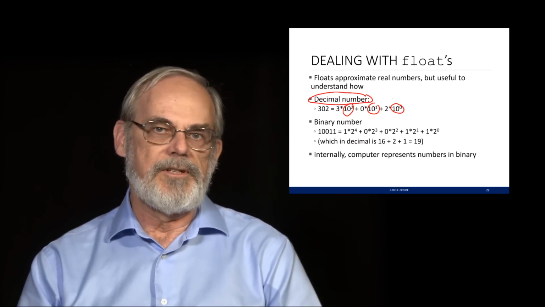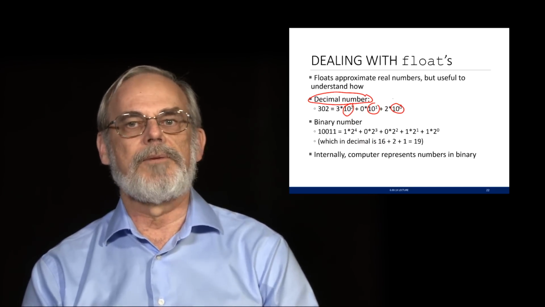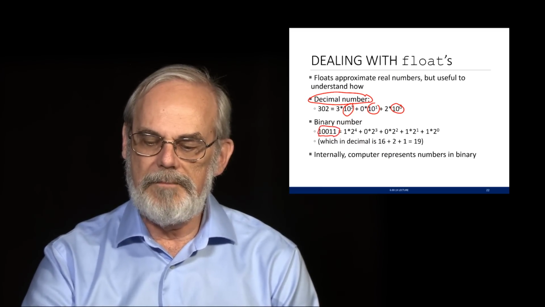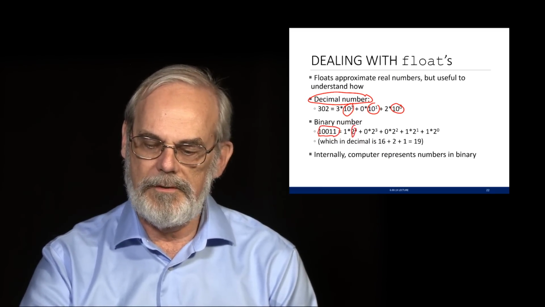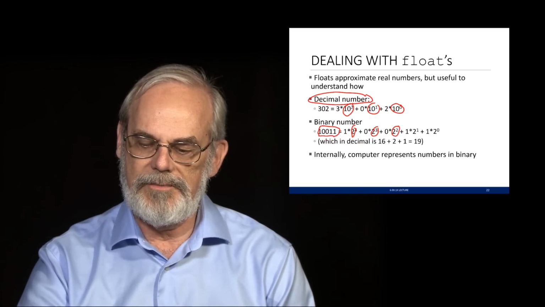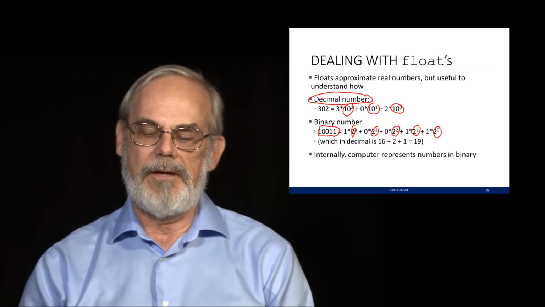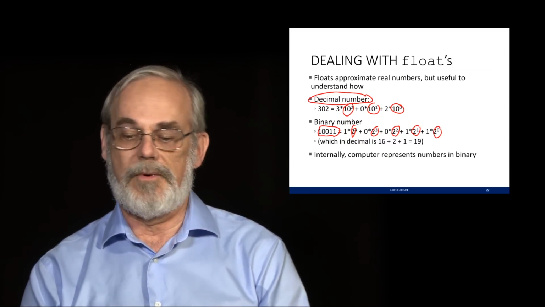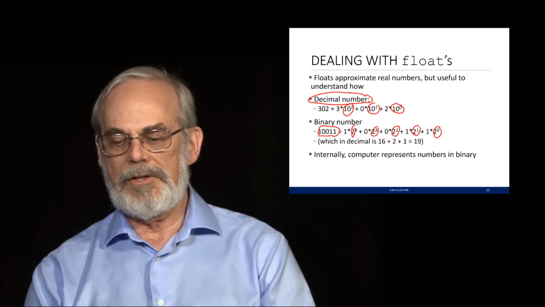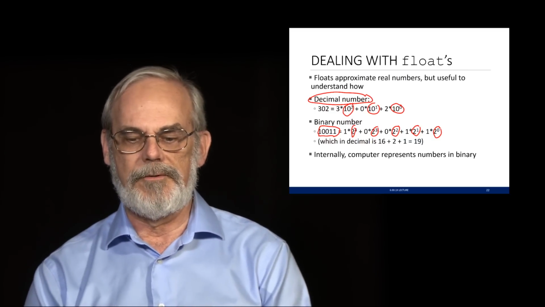Binary numbers, which is how the computer stores things, are actually represented the same way, but now in terms of powers of 2. So the number 10011 in binary is 1 times 2 to the 4th plus 0 times 2 cubed plus 0 times 2 squared plus 1 times 2 to the 1 plus 1 times 2 to the 0. Which is actually 16 plus 2 plus 1, or 19, in decimal notation. Internally, the computer represents every number in binary, whether it's an integer or a float.